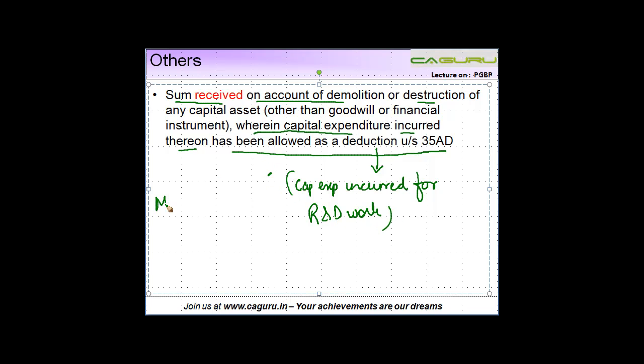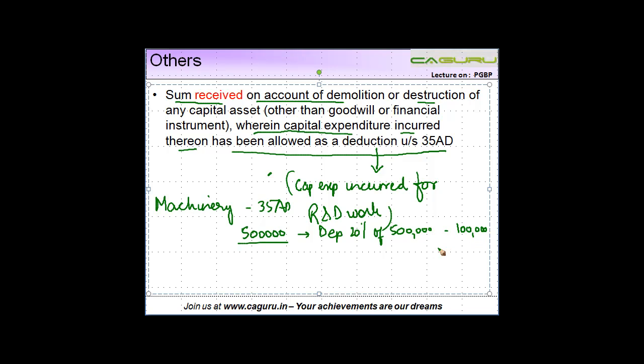So what happens is, suppose I bought a machinery which was to be used for 35AD purposes for 5 lakh. You will learn that normally on a capital asset you are entitled to depreciation and there are rates. So it says only 20% of 5 lakh is allowed as a deduction.